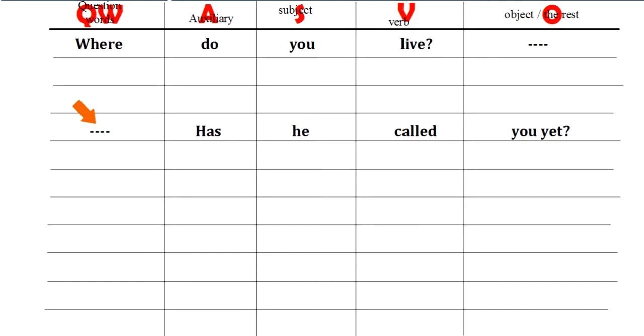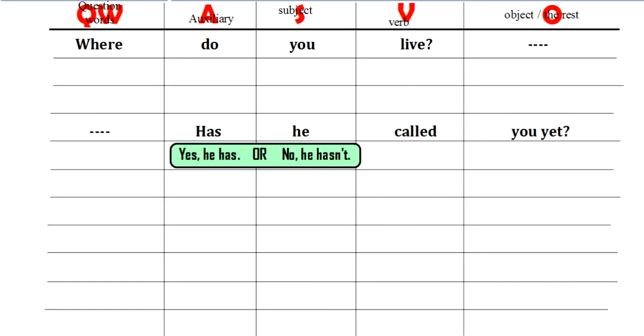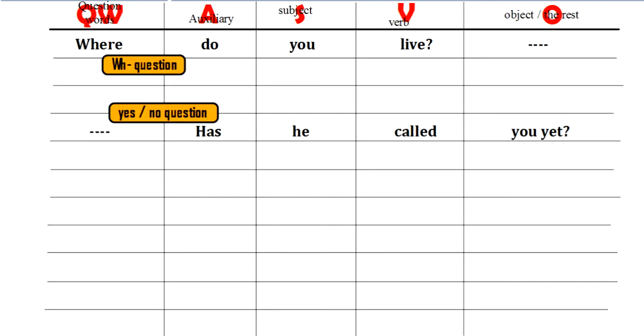It has to do with this question, has he called you yet? It's a very particular type of question. There are only two possible responses. Yes, he has, or no, he hasn't. This is what we call a yes-no question. The other question, where do you live? You cannot respond to this question yes or no. You have to give a piece of information for the response. It's called a WH question or an information question, where the response is related to the question word, in this case, a place.